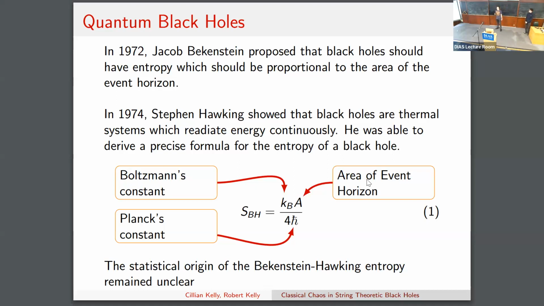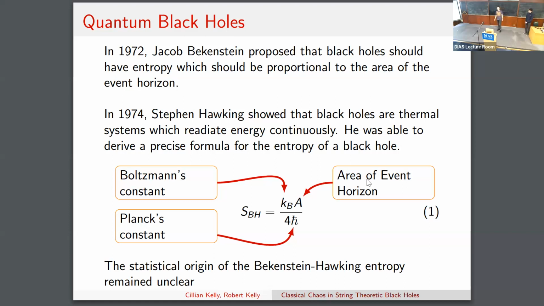The trouble is, with most thermal systems, we have some statistical interpretation for the entropy. So we can think of the entropy as arising due to there being many microscopic configurations, which all give rise to the same macroscopic thermodynamic properties. However, for black holes, the statistical interpretation of the entropy was not very clear. And so this is where string theory enters into the picture.